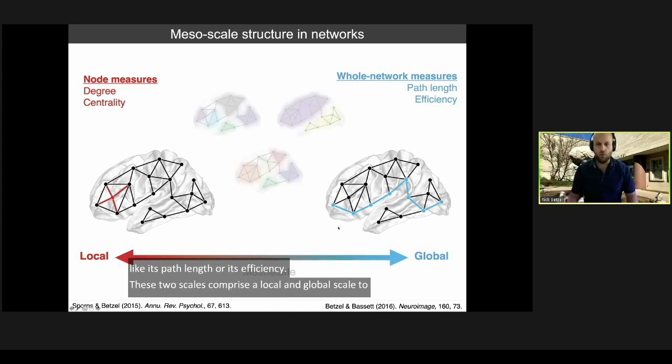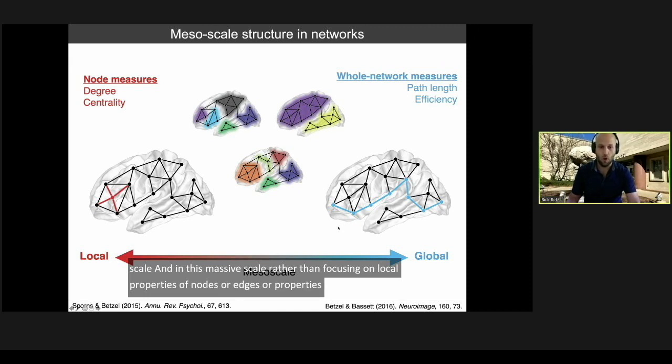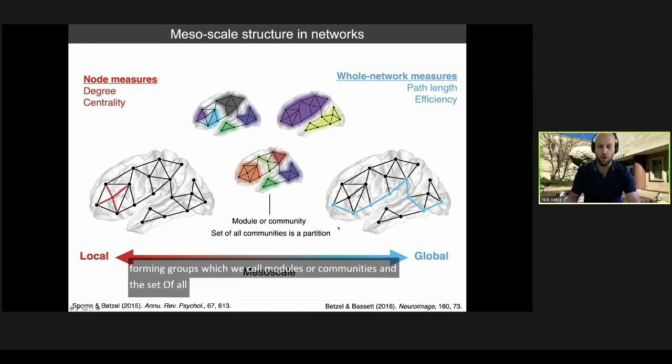But situated between those two extremes is a rich mesoscale. And in this mesoscale, rather than focusing on local properties of nodes or edges, or properties of the network as a whole, we focus on subnetworks, small groups of nodes forming groups, which we call modules or communities. And the set of all communities, the complete partition of a brain into communities, is referred to as a partition.